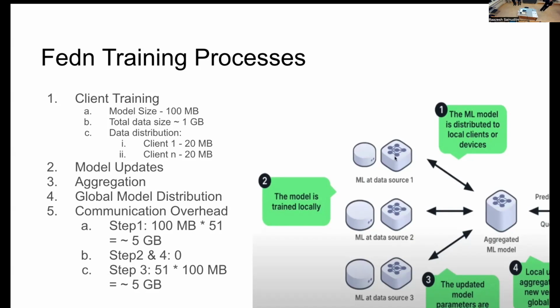As we can see here, it's 10 gigabytes. And our data set is 1 gigabyte in total. Each client will have a 20 megabyte music playlist. So we have 51 clients. And for the model size, it's 100 megabytes. So there will be 100 multiplied by 51.